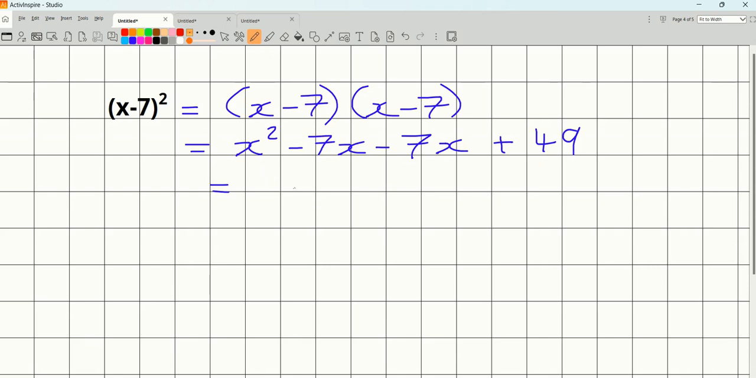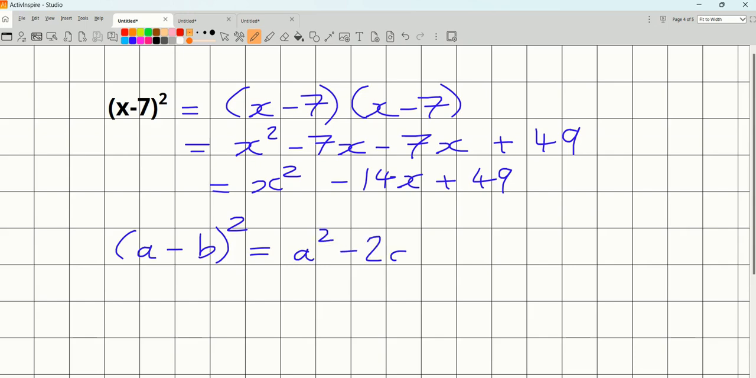And we now have to add the like terms, add or subtract, depends on the case. In this case, they're both negative, so we combine by addition. So this is x squared minus 14x plus 49. This is it done using the long method. If we were to directly apply the identity, in this case being (a minus b) squared, which should look like a squared minus 2ab plus b squared, the identity would be applied on the exact example.